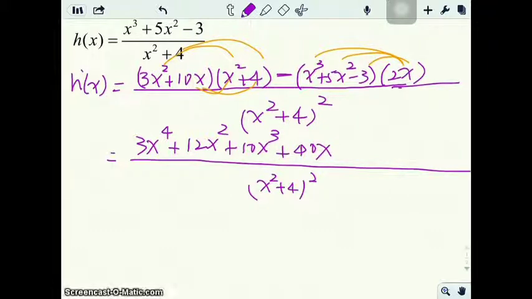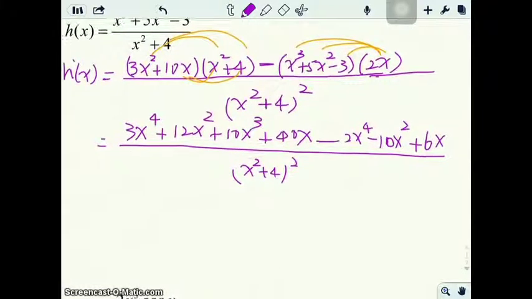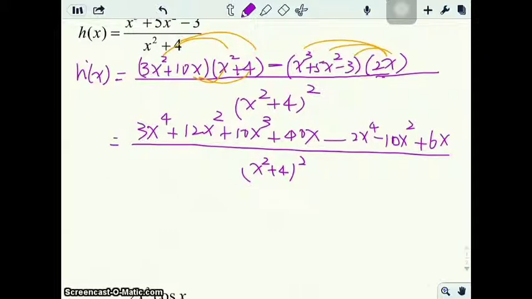Minus everything here, minus 2x to the 4th, minus 10x squared. Oh, that's 10, sorry. Positive 6x. So let me move back a little bit. Okay, so that's what we have right now.